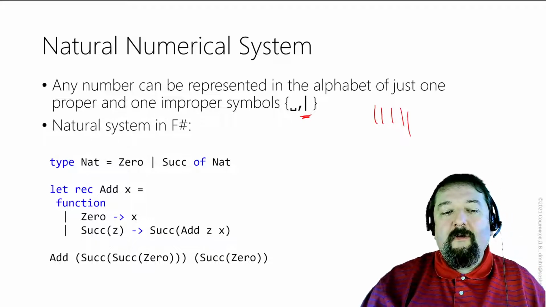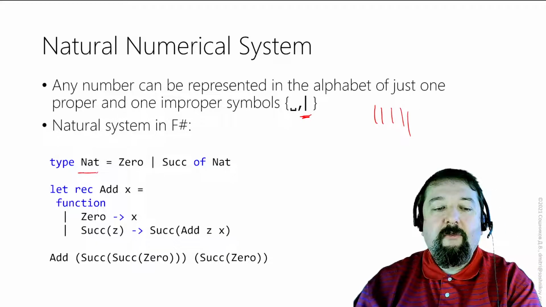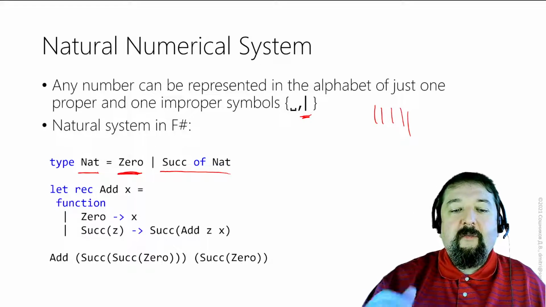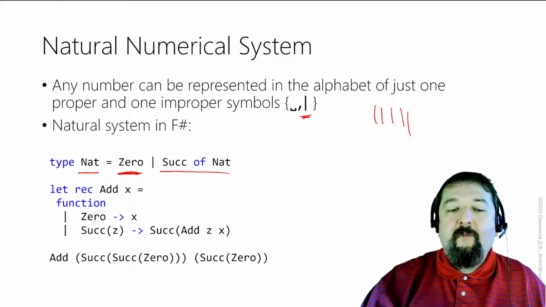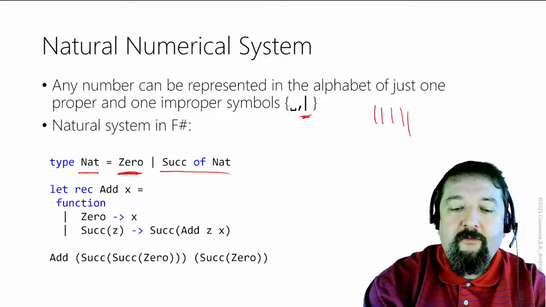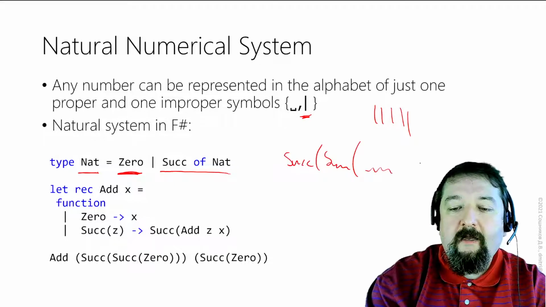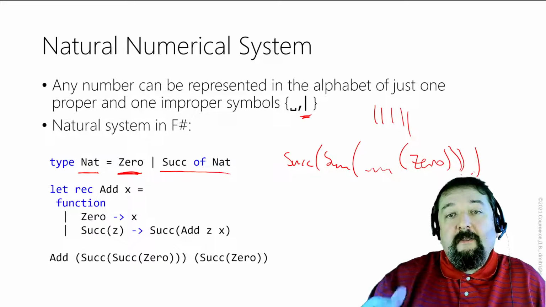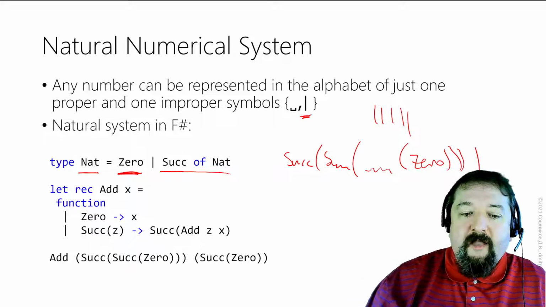In F sharp, we can say that this natural number would be either 0, which would correspond to number 0, or we can define the constructor suc, the successive element of any other natural number. So this number 5 would be defined as suc of suc of suc, 5 times, of 0. And this is definitely not the most efficient way to represent numbers.